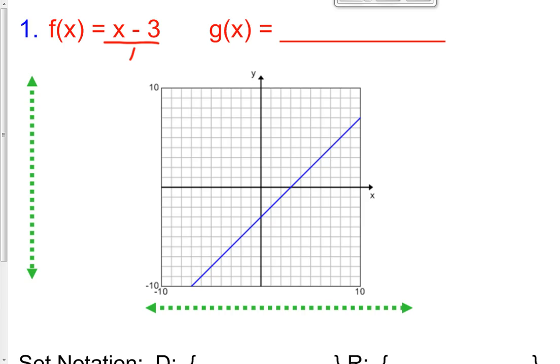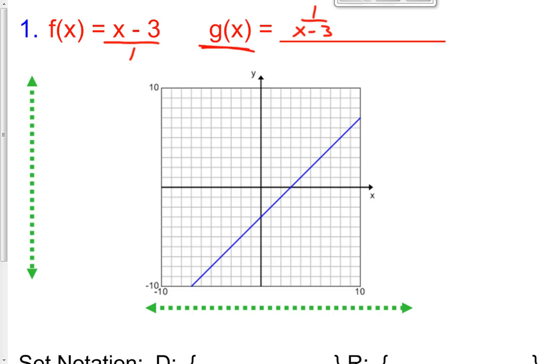So what is the reciprocal function? We're going to call it g of x. It's going to be 1 in the numerator and x minus 3 in the denominator. And there we have it. There is our reciprocal function, which is now a rational function.